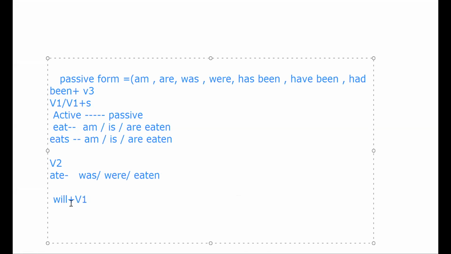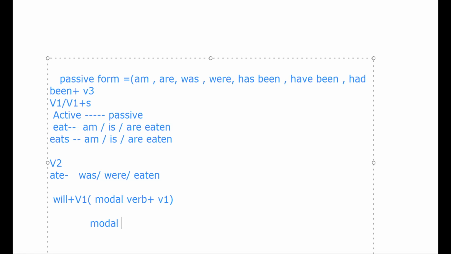Okay. See guys, modal verb. Let me put this another way: whether it is future or modal verb plus V1. Whenever I have modal verb plus V1, simply take that modal verb, plus the B form, plus the V3 form.